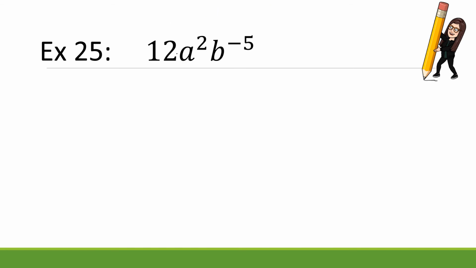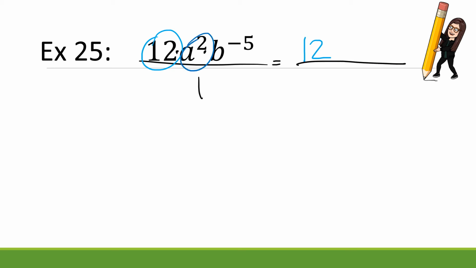All right, this one I technically have 3 pieces. All right, the 12, nothing special, it stays. The a squared, nothing special about it, it stays. The b to the negative 5th, ooh, it's a negative, let's kick it to the bottom to make it positive.